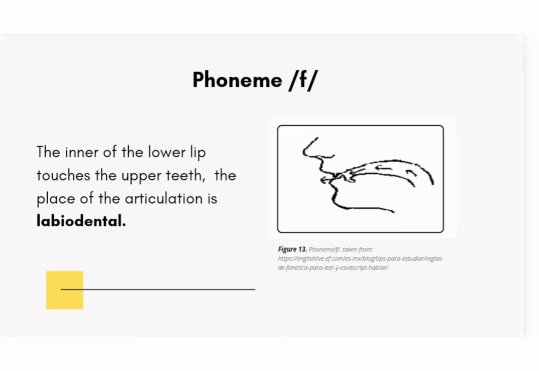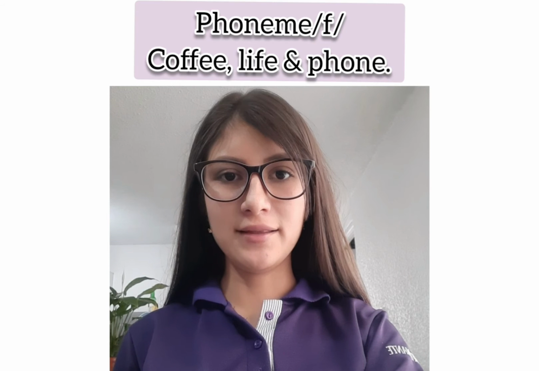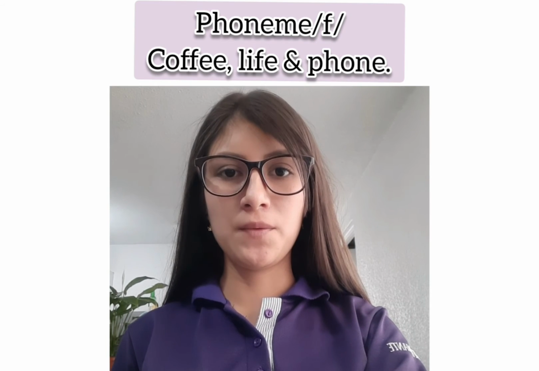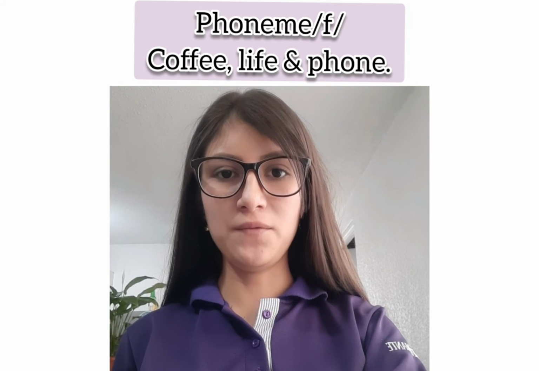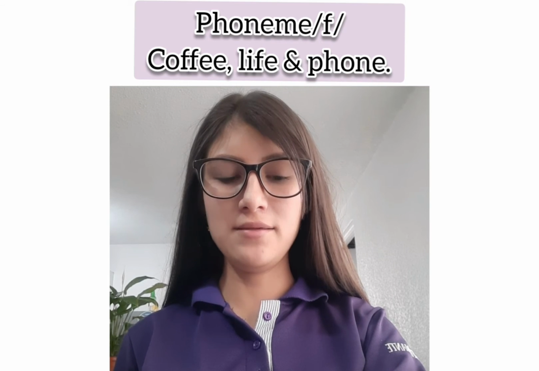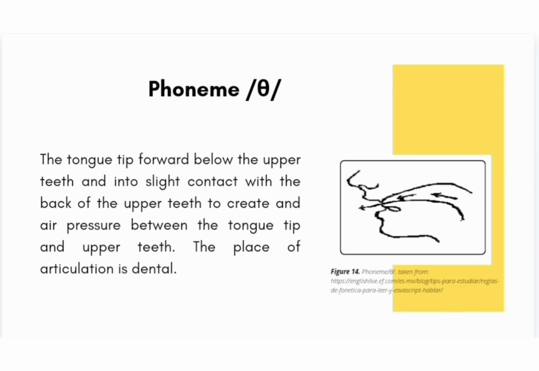The inner part of the lower lip touches the upper teeth. The place of articulation is labiodental. This phoneme sounds like /f/. For example: coffee, life, and fun.